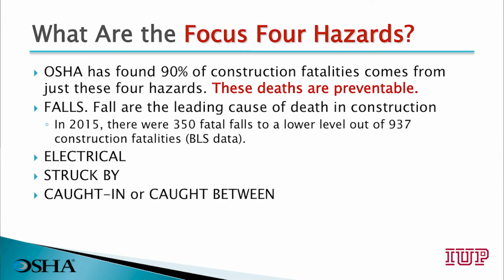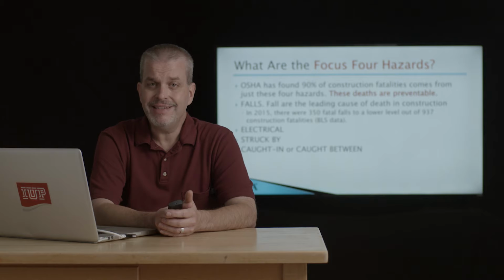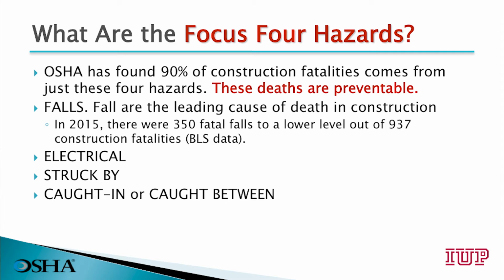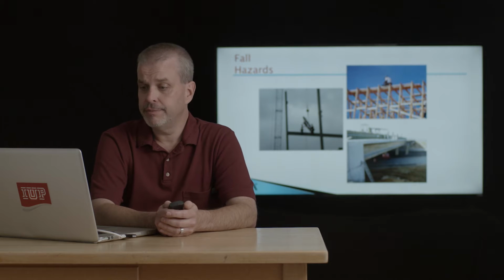So what are the Focus 4 hazards? OSHA's found 90% of construction fatalities come from just these 4 hazards we're going to discuss. It's important to remember that these deaths were preventable. Falls are the leading cause of death in construction. Just in 2015, there were 350 fatal falls to a lower level out of the 937 construction fatalities. The second of the Focus 4 is electrical, the third is struck by, and the fourth is caught in or caught between. Let's discuss fall hazards.